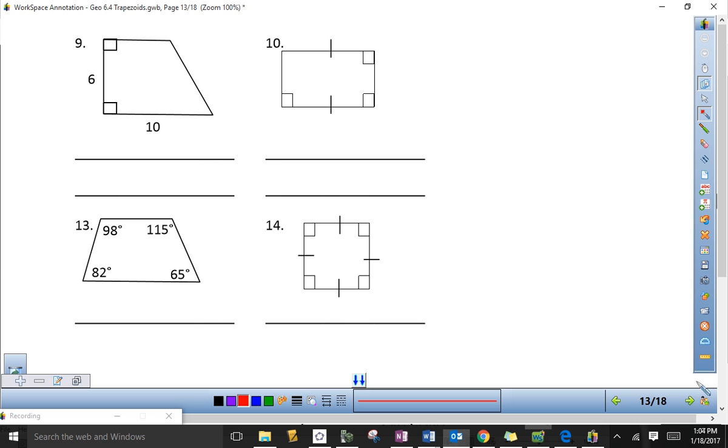Alright, take a look at the next four. I've got 9, 10, 13, and 14. 9 is a little bit tricky, but if it stumps you, skip to the next one. Pause the video and we will talk about them to make sure you've got them correct.